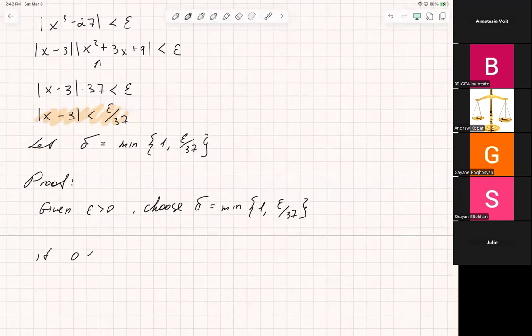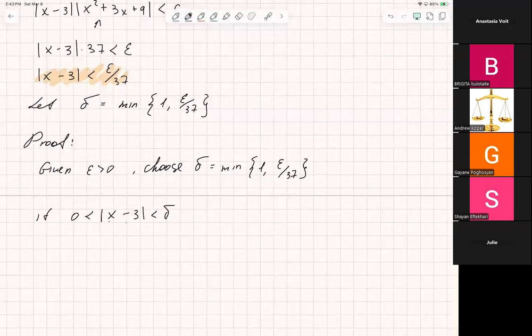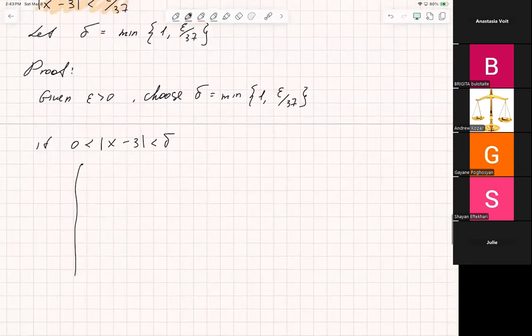If absolute value of x minus 3 is less than delta, now we start going to the then statement. We want to go all the way down to the then statement where we have x cubed minus 27 less than epsilon. So we need to get from the if to the then statement. Now we can change the delta back to epsilon over 37.